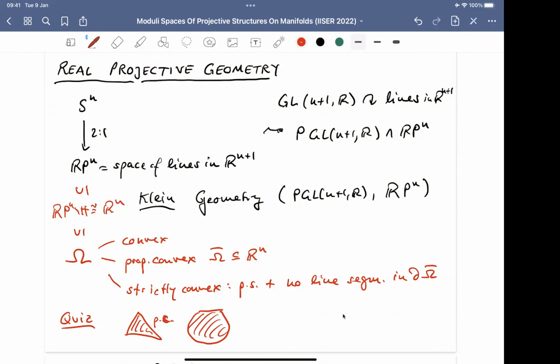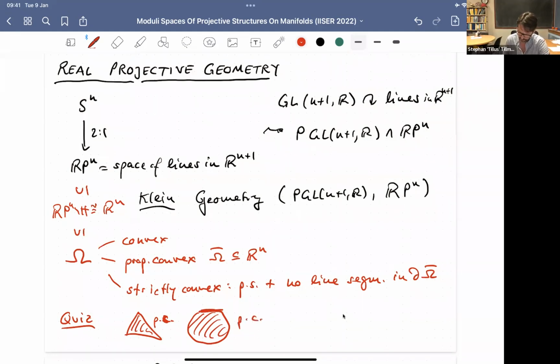Anyone from the audience? This is also not strictly convex, right? You have a line there in the top. I have a line here, yeah. So this is also just properly convex, yeah. So when I draw something like this here, something like this here, that's okay. That's strictly convex, yeah.